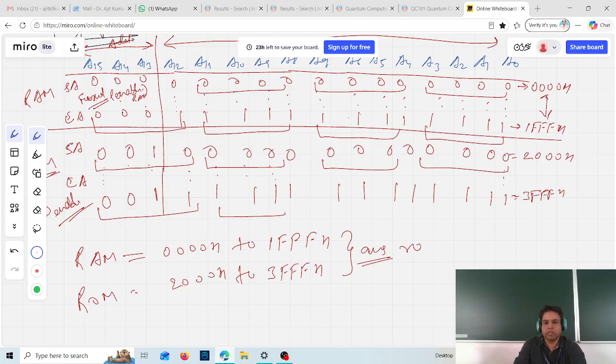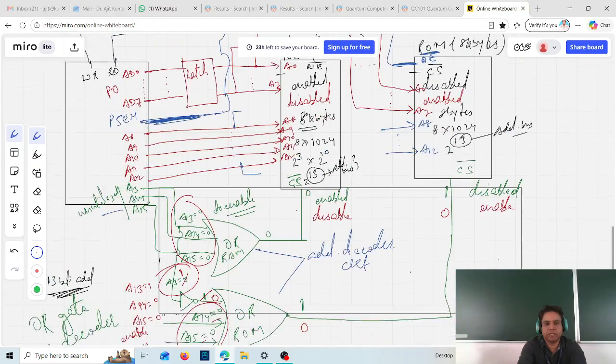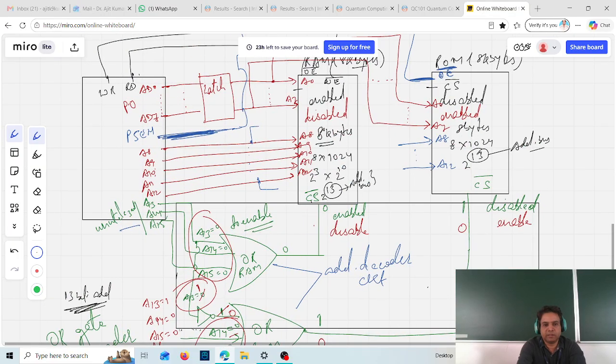So they will ask the range of address. From the range of address, they will ask you to draw the circuit. So for this circuit, this address decoder circuit is very important.